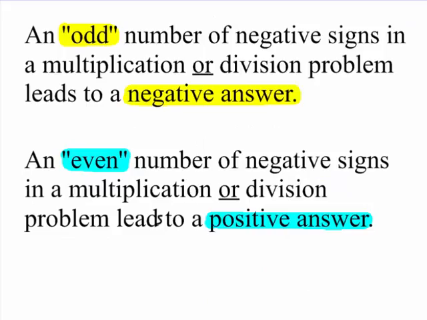We talked about the number of negative signs in a multiplication or division problem now. So if we have an odd number of negative signs in a problem, we're going to have a negative answer. So odd is 1, 3, 5, etc. If we have an even number of negative signs in a multiplication or division problem, that's going to lead to a positive answer. So even is 2, 4, 6, etc.